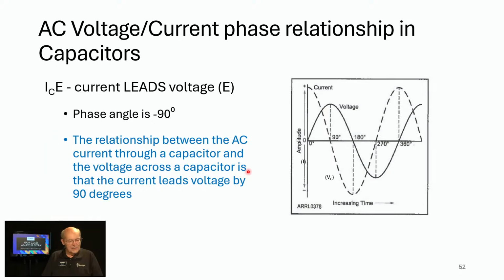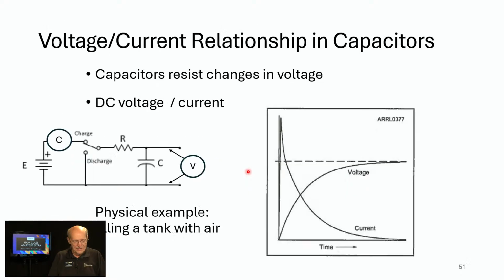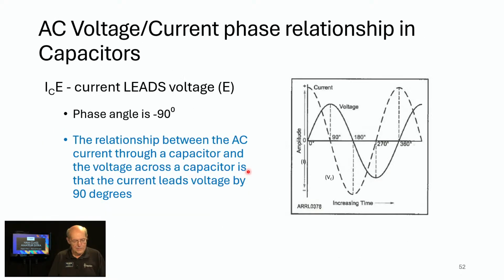Now things get a little bit more interesting when we get into AC. Here we had DC, here we've got AC. And the comment about voltage and current both needing to be there is kind of shown here a little bit. So with capacitors, yep, it's ICE: current leads voltage. And the phase angle between the two is 90 degrees.